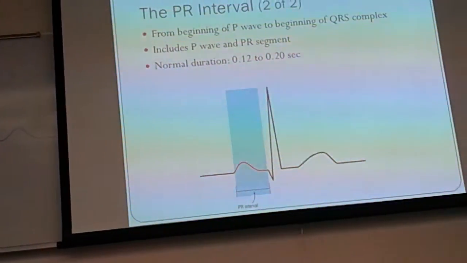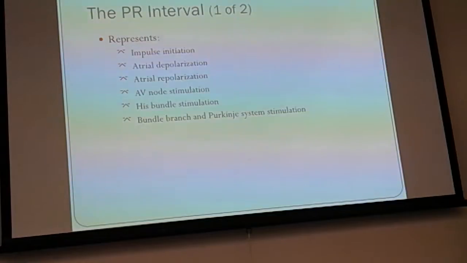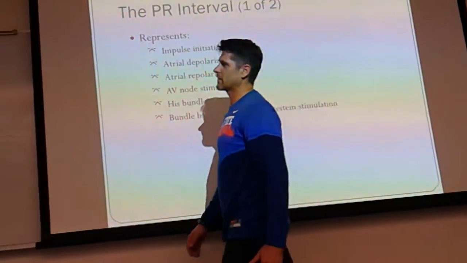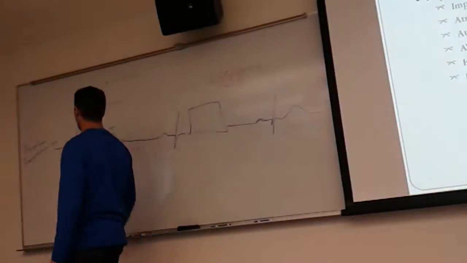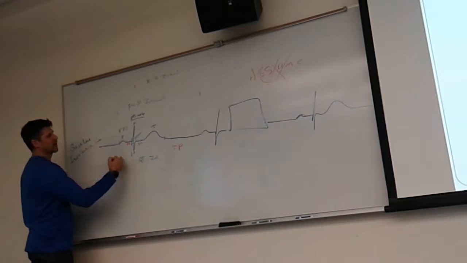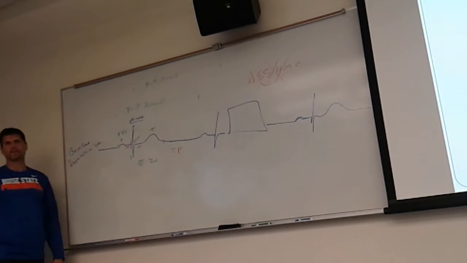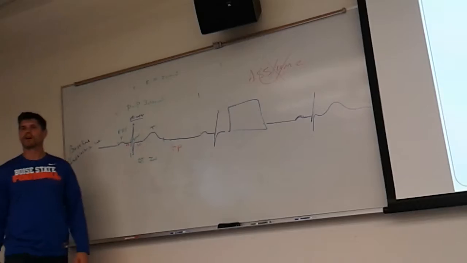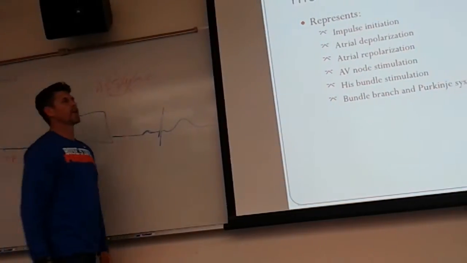Okay, and then we have the PR interval. And we remember the PR interval was that thing that starts at the beginning of the P wave and goes to the end of the PR segment, or the beginning of the QRS complex. We call that the PR interval.